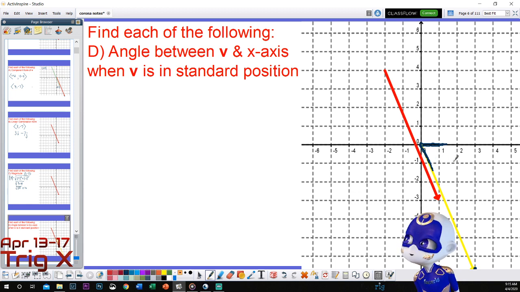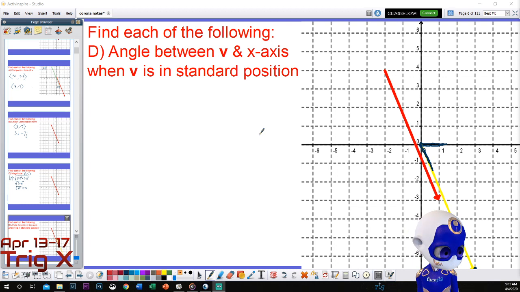Well, to me, it looks like it's around maybe 60 degrees. So we're going to look at our final answer after we get it and then assume it should be close to 60 degrees. If it's not, maybe we screwed up.